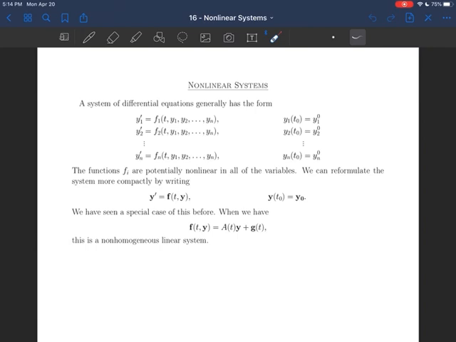So today we're going to start talking about nonlinear systems, which is the last major topic we're covering this semester. We've been dealing with linear systems up to now, so we're going to go back to nonlinear systems and see what we can do here.